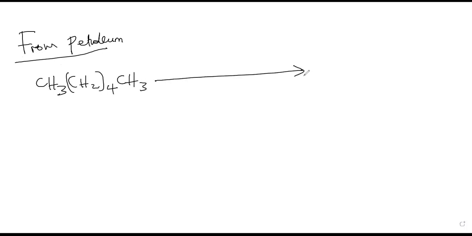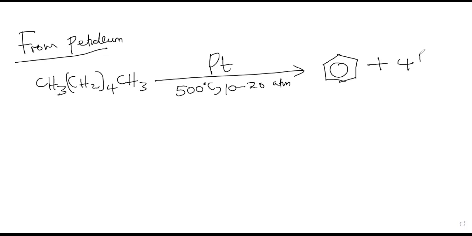What we do, we pass petroleum over finely divided platinum, and we maintain the reaction. This is a catalyst. We use platinum as a catalyst. Maintain the reaction at 500 degrees Celsius and a pressure of 10 to 20 atmospheres. This will give you benzene and hydrogen gas, 4 molecules of hydrogen.